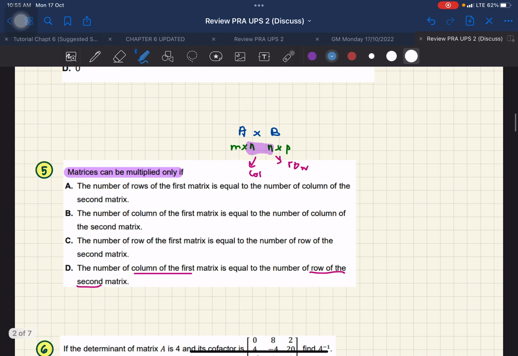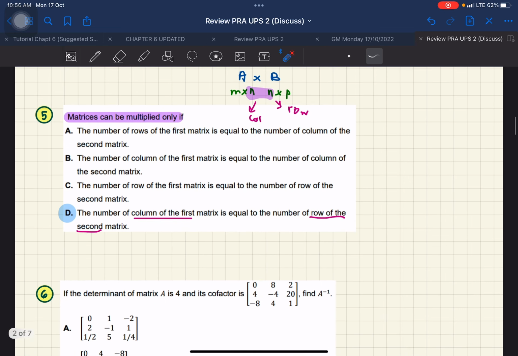Okay, so soalan ni sangat-sangatlah senang guys. Okay, tapi ada juga yang confused sama ada A ataupun B. D jawapan dia. So dia jawab rows of the first dengan column of the second. Maksudnya yang ni dengan yang ni kena sama, which is salah. So yang kena sama adalah yang dekat tengah ni. Okay, so that's it for number 5.